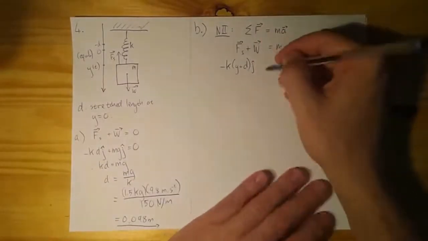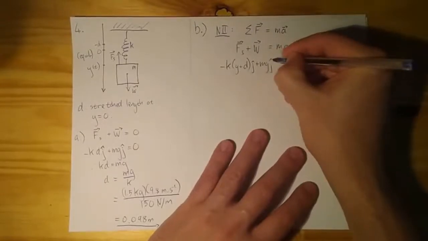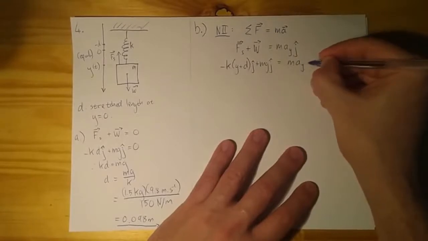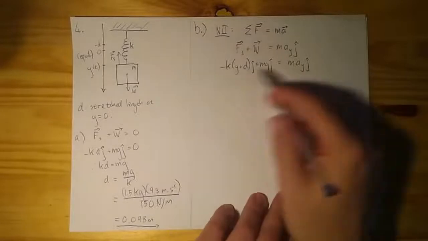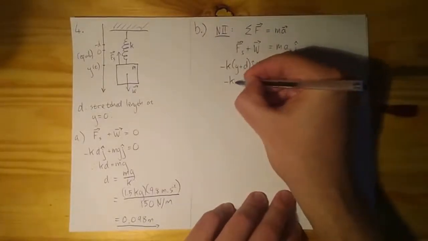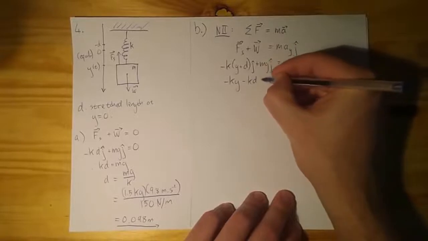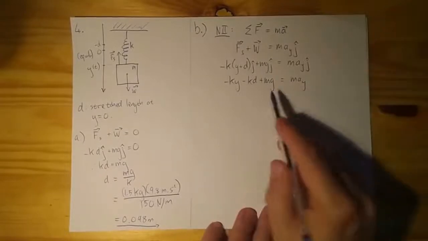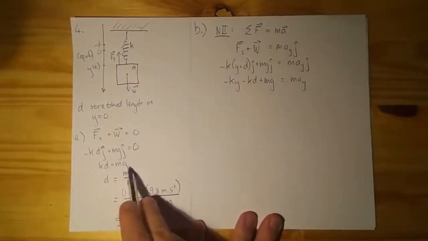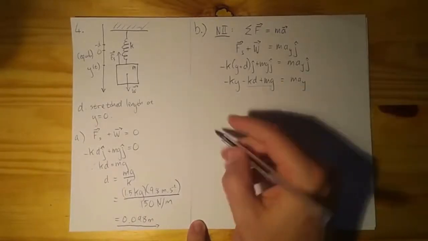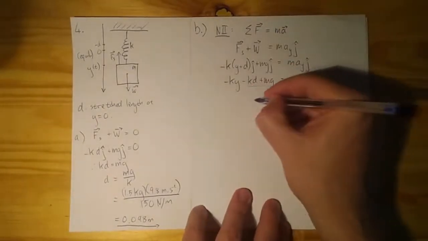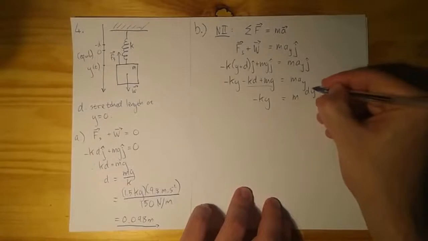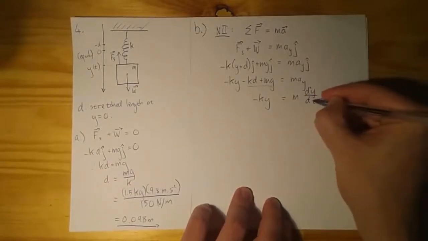And the weight is still mgj, equal to, and let's keep it like this, m a y j. Good. All right, so everything in the y direction. So let's simplify. Minus ky minus kd plus mg equal to may. Good. But look here, kd and mg are the same, so they cancel, so this falls away. So all that I'm left with is minus ky equal to ma. Now let's write this in a better, more familiar form.